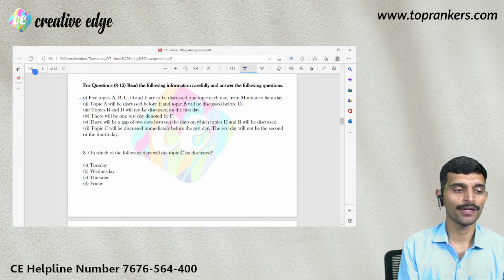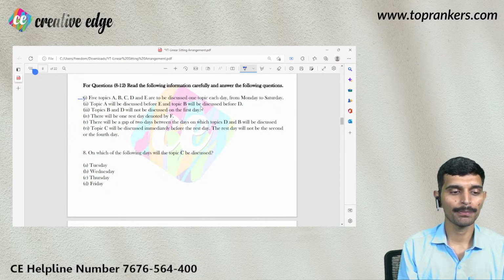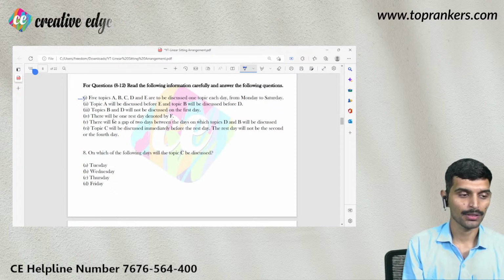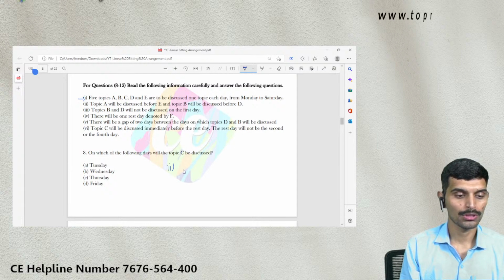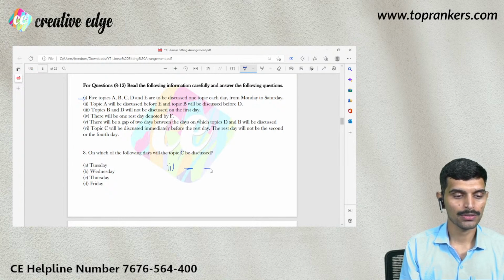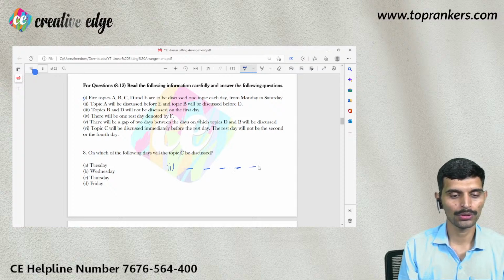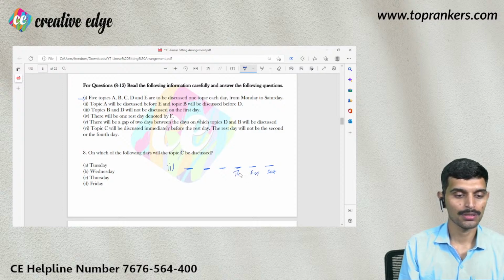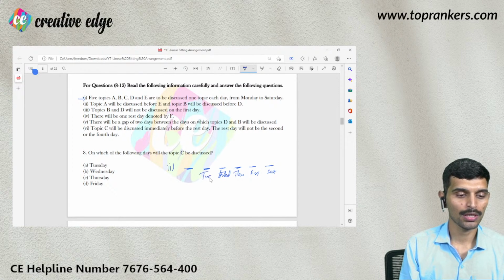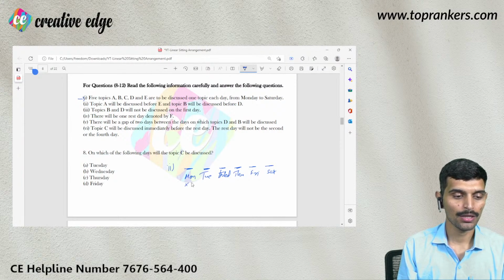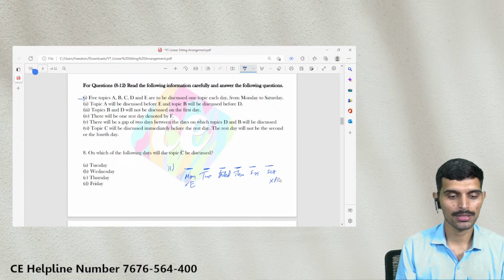Now, topic A will be discussed before E and topic B will be discussed before D, right? So let's try to develop structure from clue number 2. So this is first day, this will be second, this will be third, this will be fourth, this will be fifth, this will be sixth. So say this is Saturday, this is Friday, this is Thursday, this is Wednesday, this is Tuesday, and this is Monday, right? So it says A will be discussed before E. So I can say E cannot be discussed on Monday and A cannot be discussed on Saturday, right?